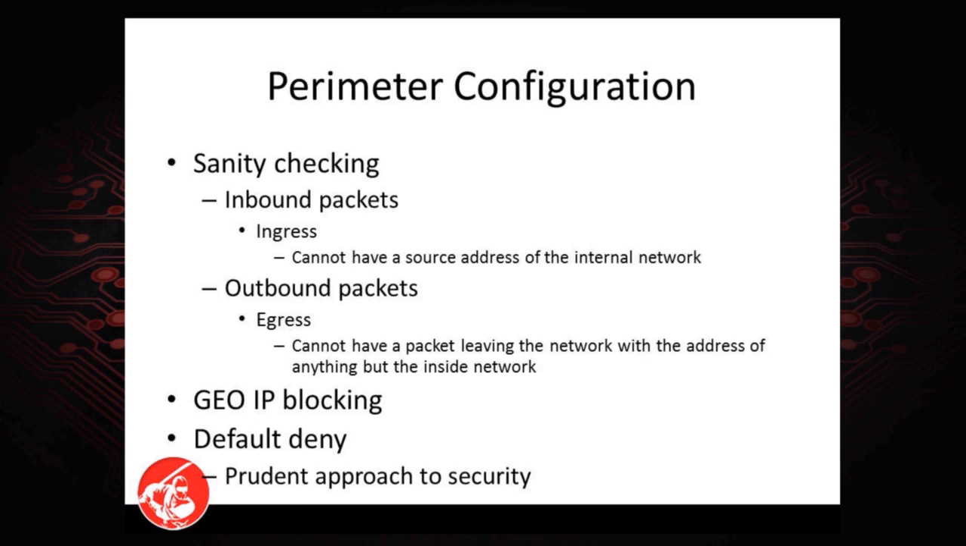Another thing a perimeter configuration can do is geo-IP blocking. They might set up geo-IP blocking and block entire countries. So we need to test that as a red team, depending on the location we're doing our red team attack from. And then finally, a properly configured perimeter will always have a default deny, which is the prudent approach to security. That means anything I don't know, I'm going to deny it. So we have to be conscious of that when we're doing our red team hacking.